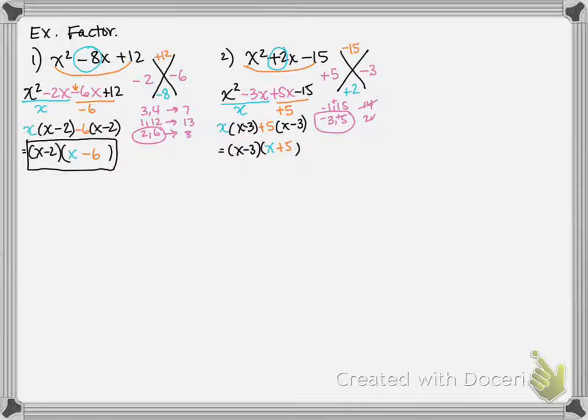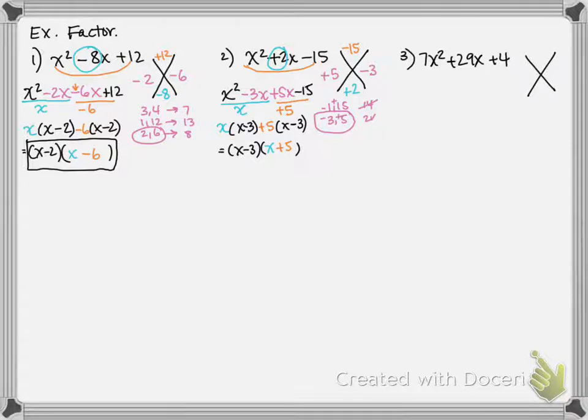Okay? All right. So let's talk about what if we have a problem like this, because right now all of our coefficients of the quadratic term have been 1. Now let's change that. Let's make it not 1. So 7x squared plus 29x plus 4.